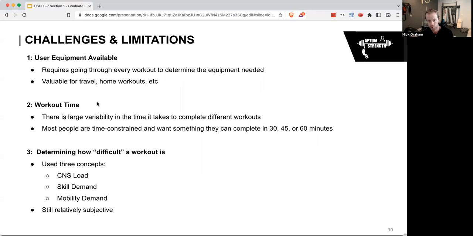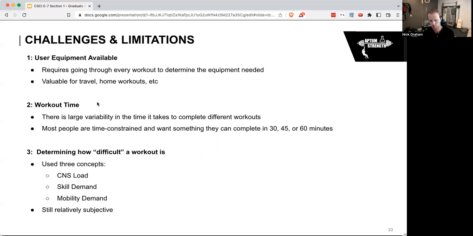Second thing I think would also be useful that I didn't get to or didn't have a good way to tackle would be workout time. There's large variability in the time it takes to complete a bunch of these different workouts. But the practical reality is that most people are very time constrained in the time that they have to perform a workout. So being able to go through and classify every workout and estimate approximately how much time it takes, I don't have a good approach to do that other than to do it manually. And that's something that I didn't get to in this project.